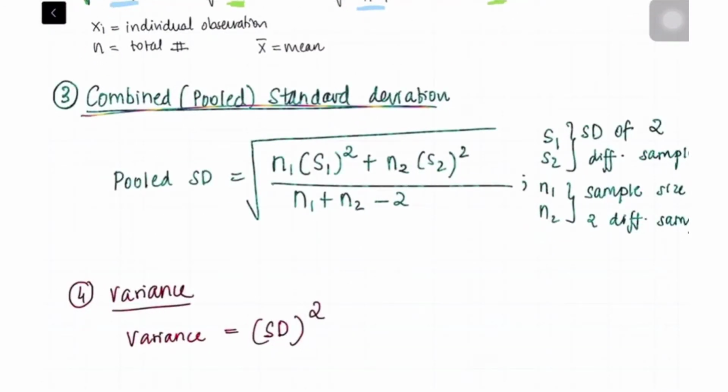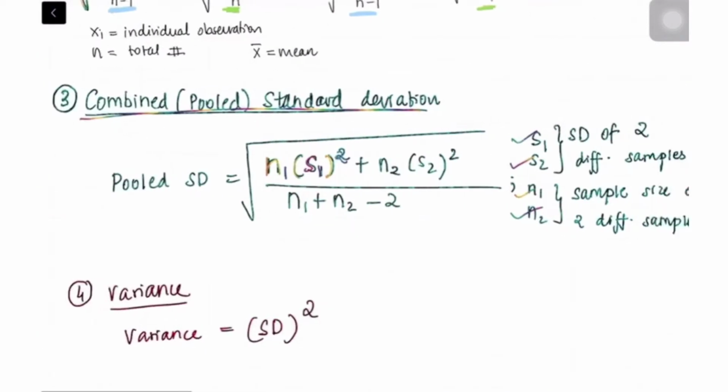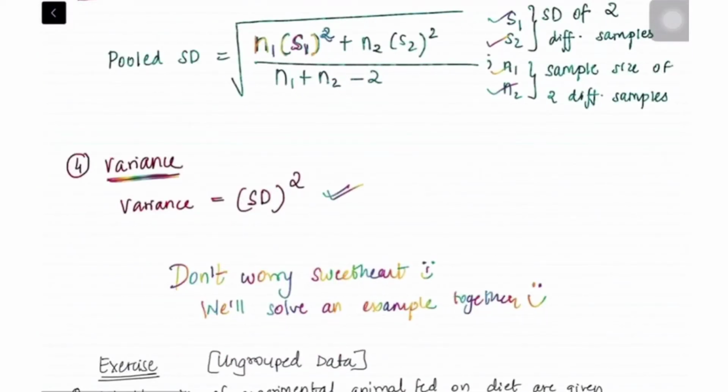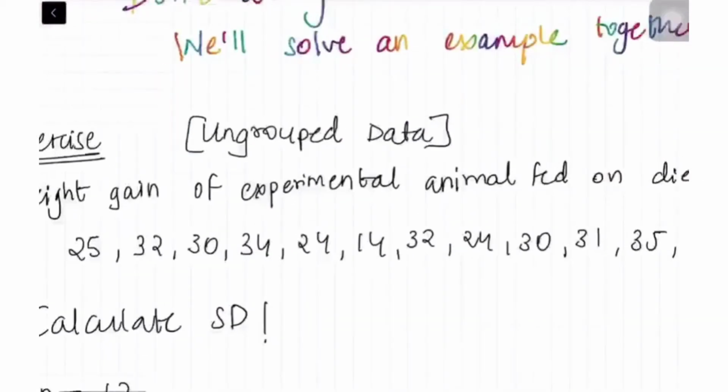Now coming to combined or pooled standard deviation. Pooled standard deviation is represented by under root of (n1 s1 square plus n2 s2 square) divided by (n1 plus n2 minus 2). S1, s2 are standard deviations of two different samples. Variance is equal to standard deviation square. Don't worry, we will be solving an example together.